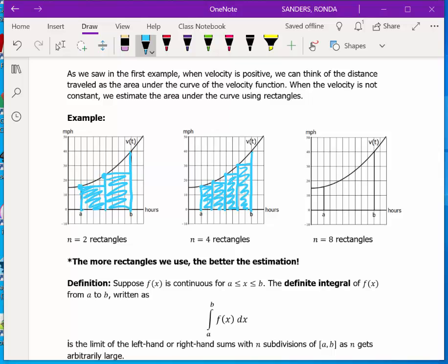We're going to do it one more time, this time using 8 rectangles. So we still have our interval from A to B. Instead of using 2 equal subintervals or 4 equal subintervals, this time we're going to use 8 equal subintervals. We're still going to use the value of the function at the left endpoint as the height of each of our rectangles, and use the area of those rectangles to estimate the area under the curve.